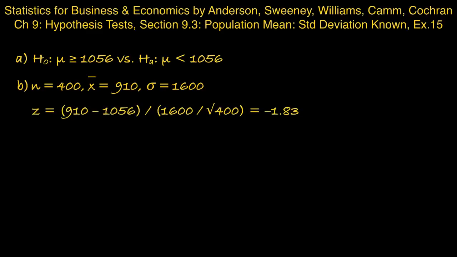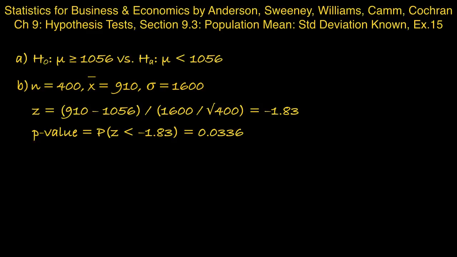Then the p-value, since we're doing a lower tail test, will be the tail area to the left of minus 1.83, and if we look up a standard normal table, we find that that tail area is 0.0336.